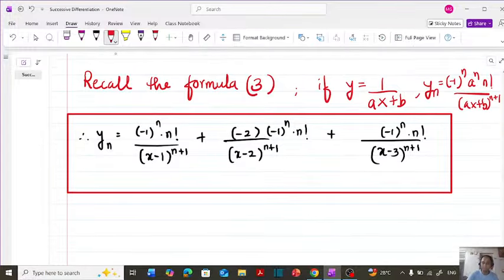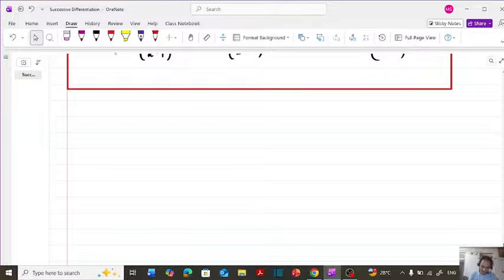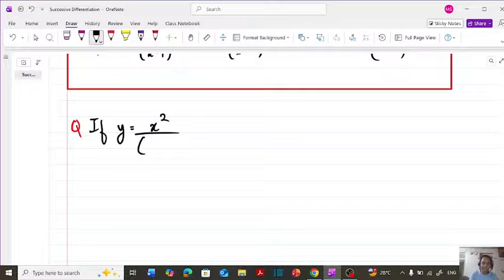Let us do one more question, a smaller version of the same, and let us see how to handle it. So partial fraction we are handling, and we will see how to deal with them. So here we have another question we will take up. So if y is equals to x square over x plus 2 times 2x plus 3. Okay, they are asking you to find yn.